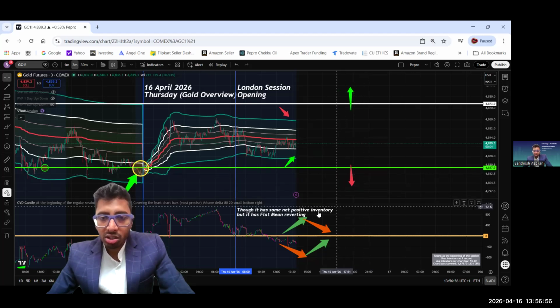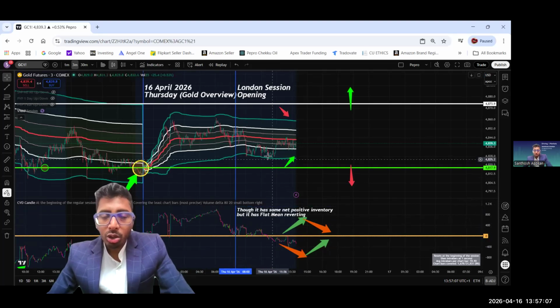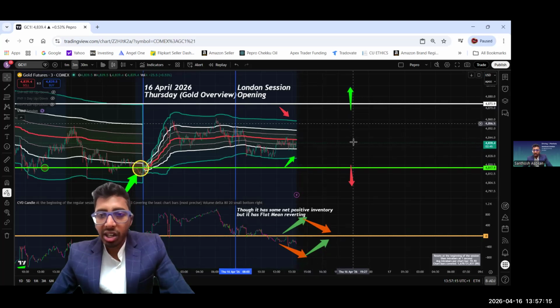But as far as the inventory is concerned, though it is net positive, it has been flat and mean reverting because of these flushes towards zero. So right now, I'll be expecting mean reversion trades, and later I can change my bias if the market context changes and the inventory builds on either side.